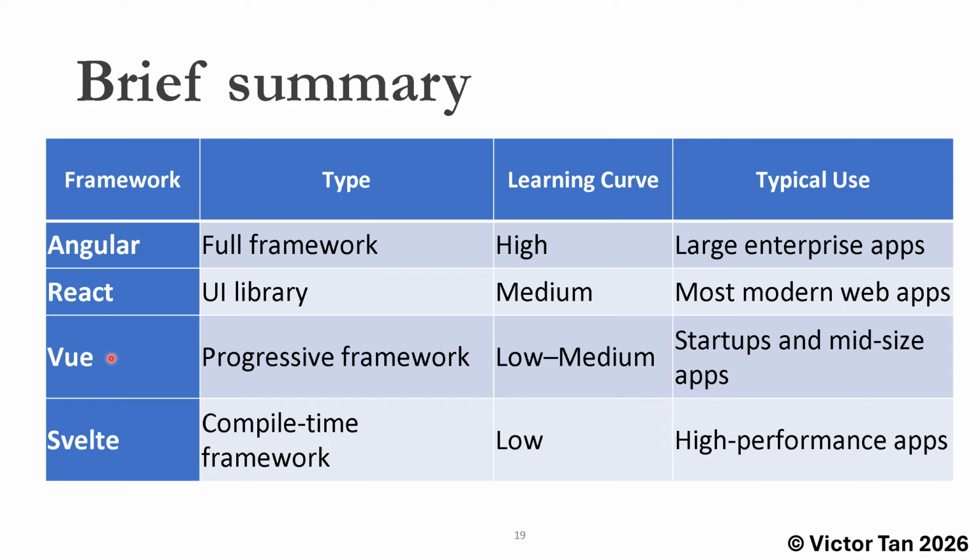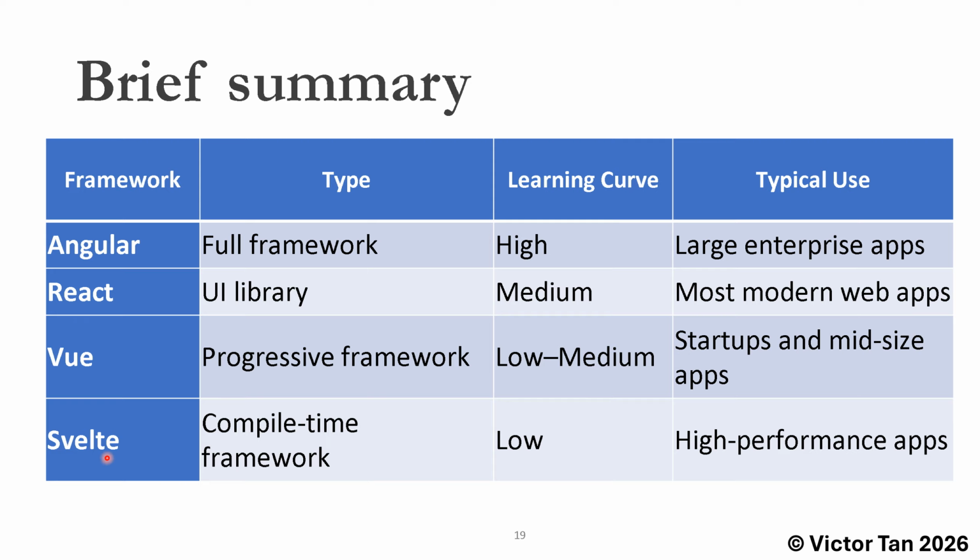Then you also have Vue, which is quite popular. It's a progressive framework which combines so-called the best features of Angular and React. Okay, and it's open source. It's developed within the open source community, unlike React, which is associated with Meta, and Angular, which is associated with Google. Vue is pretty much open source. Learning curve is low to medium, so not too hard to learn. In fact, probably a bit even faster than React. So it's really very attractive for startups and mid-sized apps.